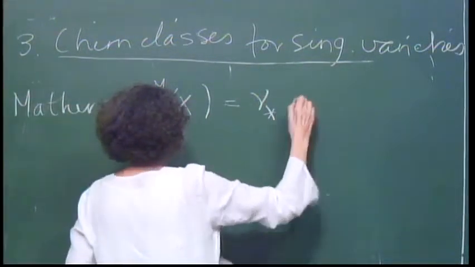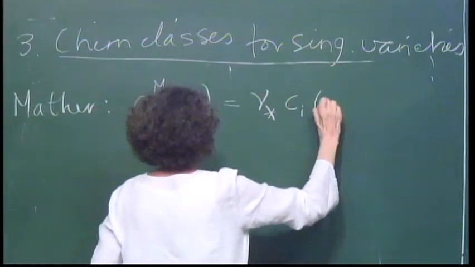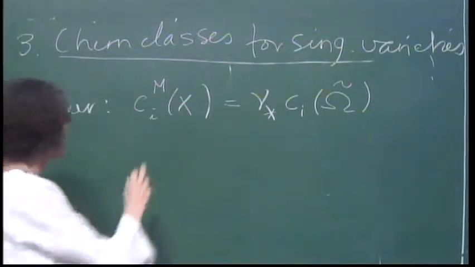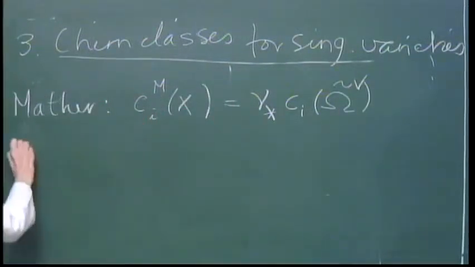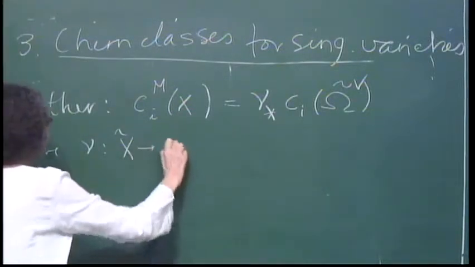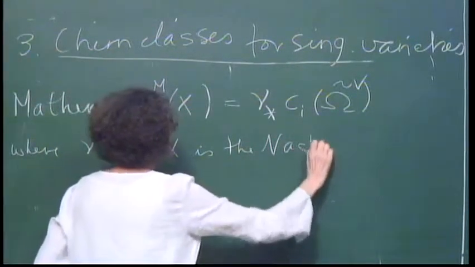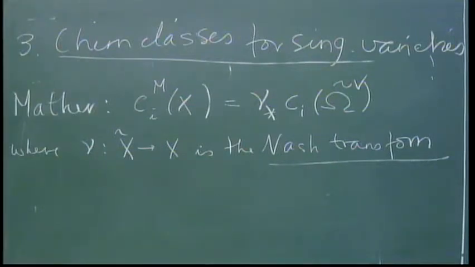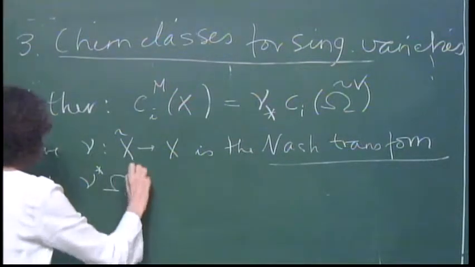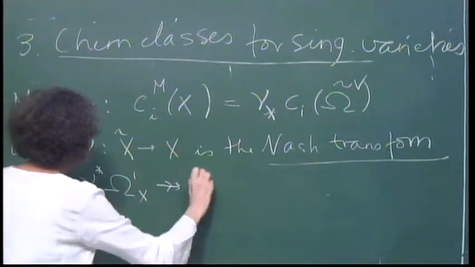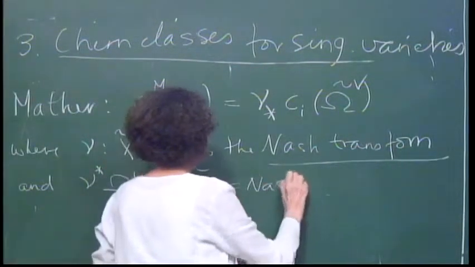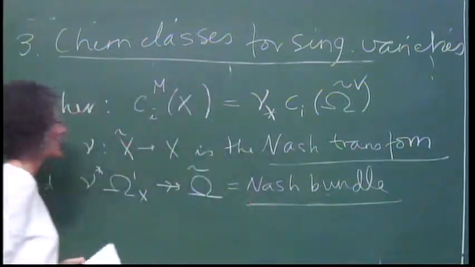is simply the pushdown of the Chern classes of the Nash bundle. Here ν from X̃ to X is the Nash transform, sometimes the blowing up, actually most times the blowing up, but not always the blowing up of the singular locus. And up on X̃ we have a surjection to a bundle. So this is the Nash bundle.